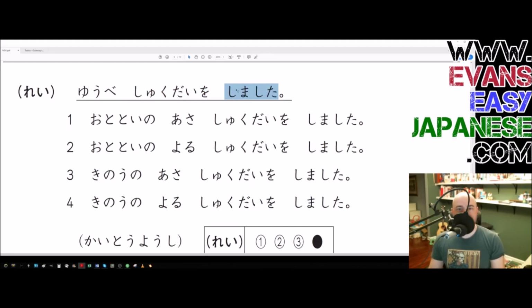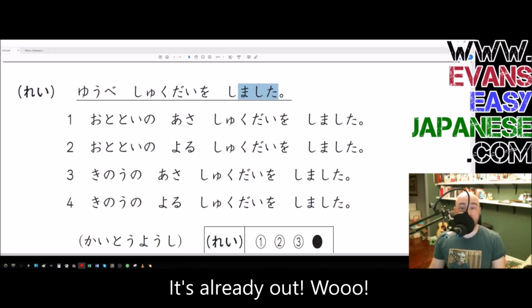I want to talk a little bit about the word shimasu. Notice how this is the mashita form, so it's complete. The action is done. It has happened. It is over. That is what the mashita ending means. And it's polite, so we're talking to somebody that we're not too familiar with. It's a distal verb.